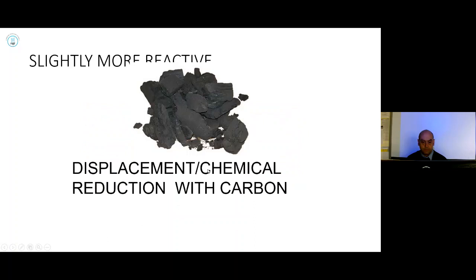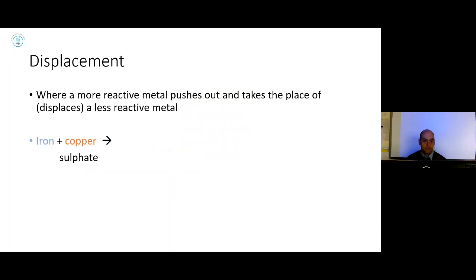Okay, so I did say you need to know, or you should be familiar with, the role of the carbon. You can think of it in two terms. You can think of it as being involved in a displacement reaction, or you can think of it in terms of chemical reduction. And we're going to explore both of those meanings now. So we'll start off then with displacement.